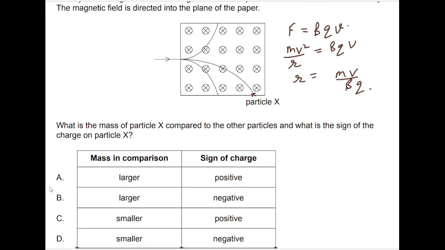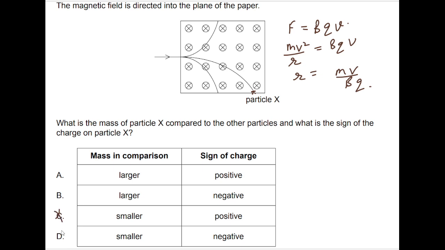So obviously options C and D cannot be the answers. So either it is A or B. Now if I talk about the sign of charge, this particle is going in this direction, so this is the velocity. Centripetal force is always towards the center, or we can say it's perpendicular to the velocity. So at any point you take, the force will be towards the center of the circle, if I consider an arc, a part of the circular motion this particle is taking.